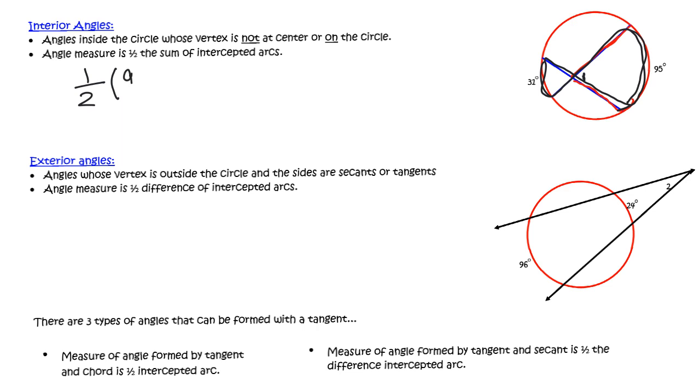So half of 95 plus 31. Again, think about it like the interior angle looks like a bow tie. And with a bow tie, you will have half of the sum of the two intercepted arcs. So 95 plus 31 all divided by 2. So this angle is equal to 63. So measure of angle 1 is equal to 63.